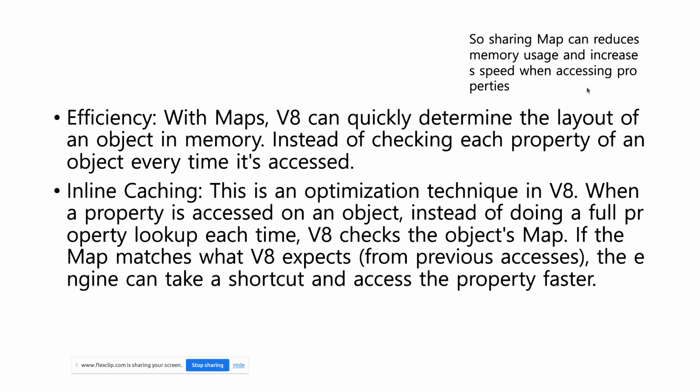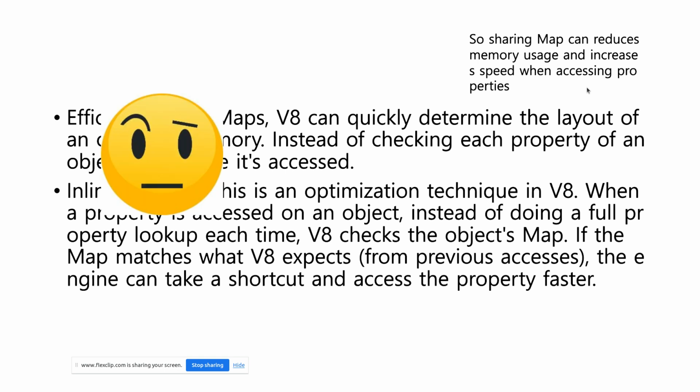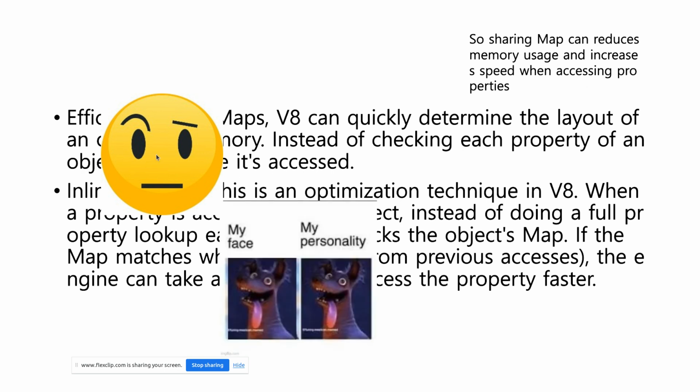Okay, let me elaborate more. For example, say V8 is a person. V8 doesn't look at the personality, it just looks at the beauty of the face. Well, it also looks at the personality, but it looks more at the beauty. So V8 is here, and this is an object, and the appearance of the object is the shape, and the property is the personality.